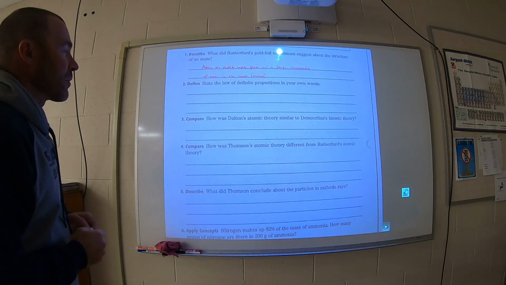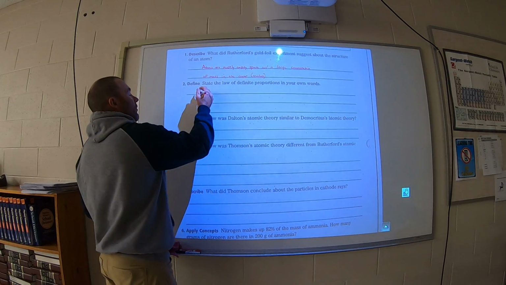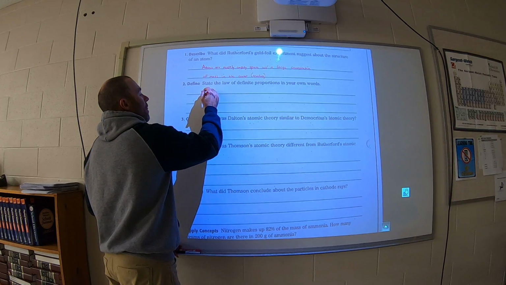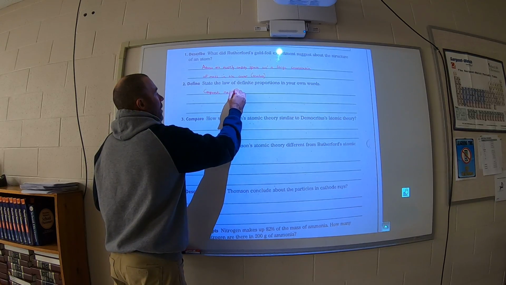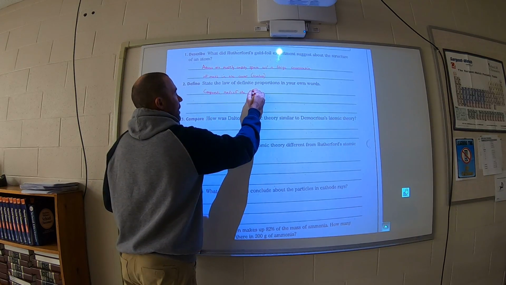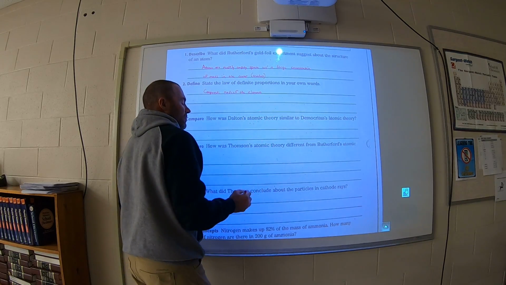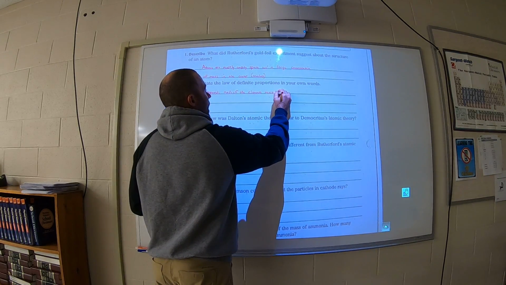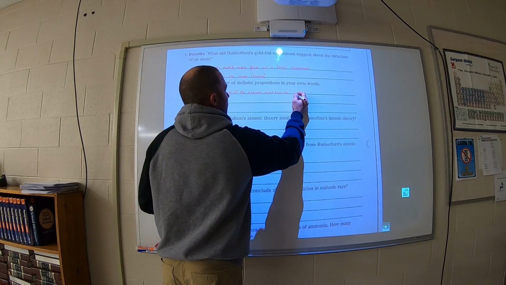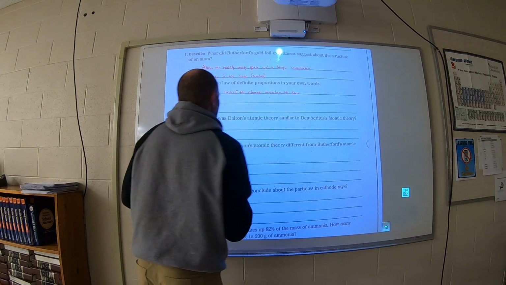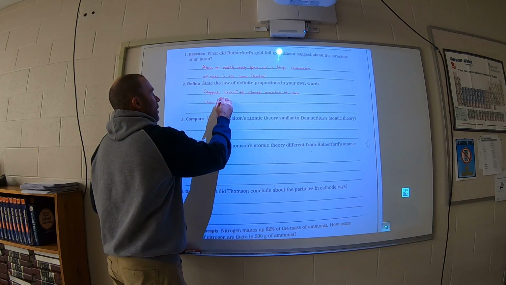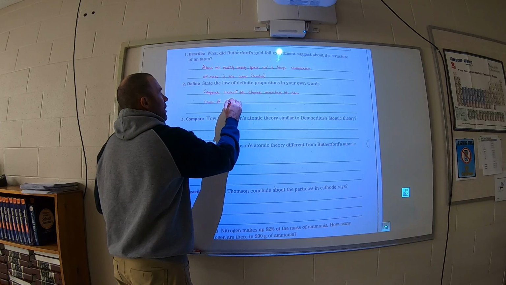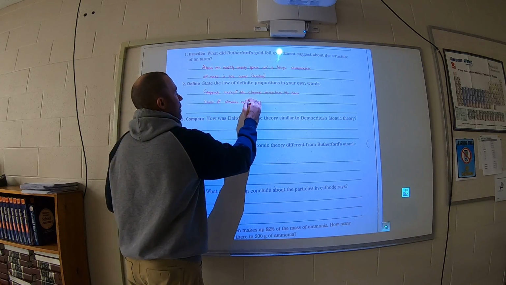Number 2, state the law of definite proportions in your own words. We'll say compounds made of the same elements must have the same ratio of elements to be the same.